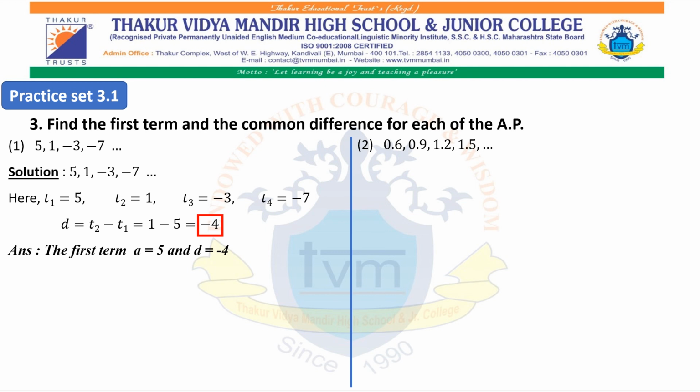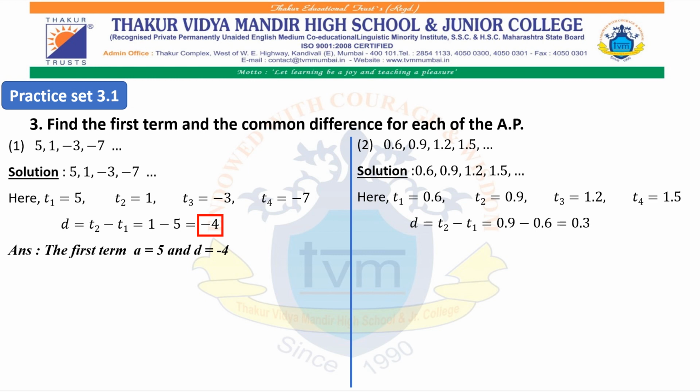Sum number 2, 0.6, 0.9, 1.2, 1.5 and so on. This is the AP what they had given. We will start with our solution. We will copy that 0.6, 0.9, 1.2, 1.5 and so on. Here again we will define them as T1, T2, T3, T4.